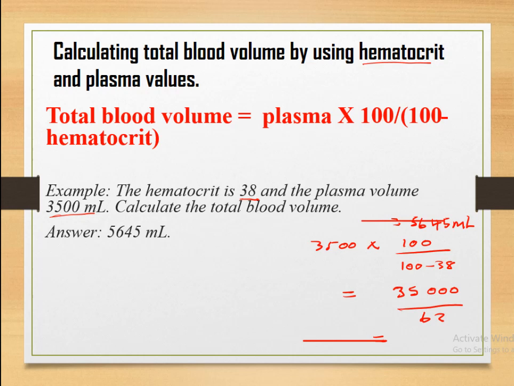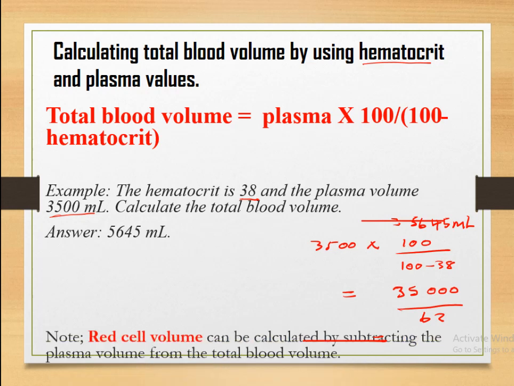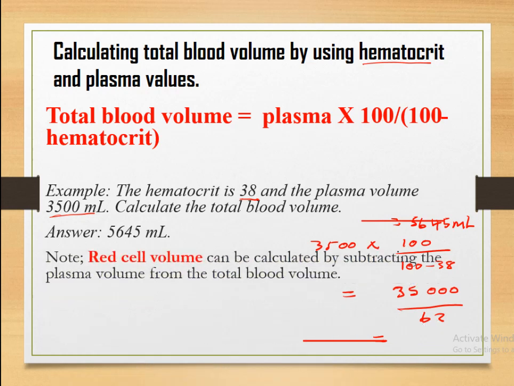Now when we talk of the red blood cells, the red blood cell volume can be calculated by subtracting the plasma volume from the total blood volume. All right, I think that's all for this example.